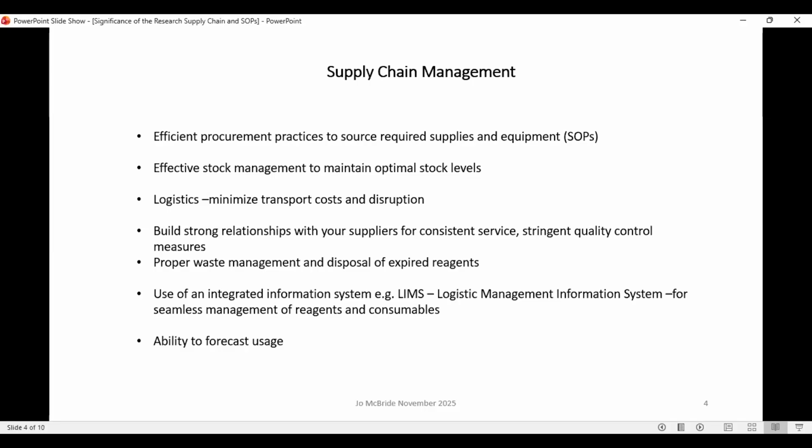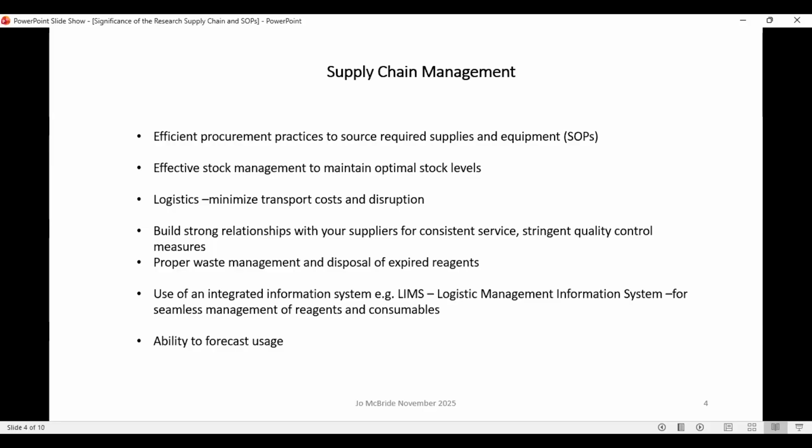Build a strong relationship with your suppliers for a consistent service, for really good quality control. Look at their quality control measures. How do they meet all the requirements in order to deliver something that is very sensitive or very expensive to your lab, and ensure that it's going to arrive there safely and at the right temperature?